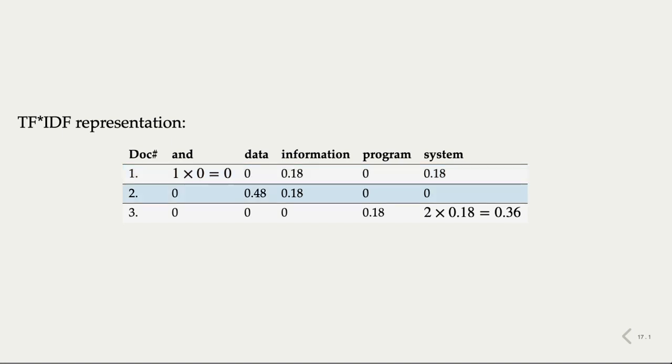Let's look at another example. The term system appears twice in document 3. If we go back to the previous slide, the IDF weight for system is 0.18. So 2 times 0.18 is 0.36. So this becomes the TF-IDF representation.